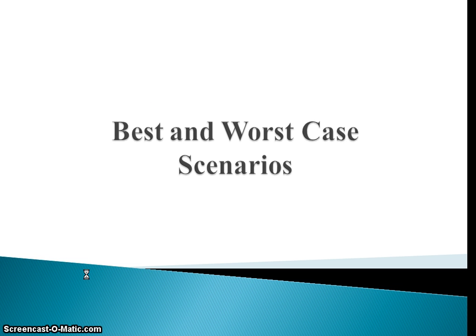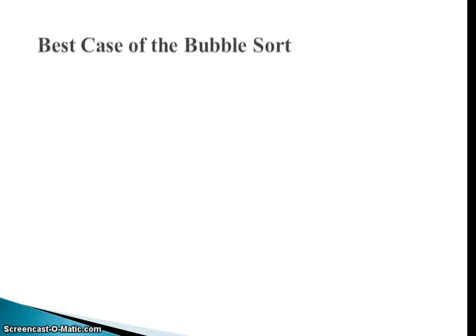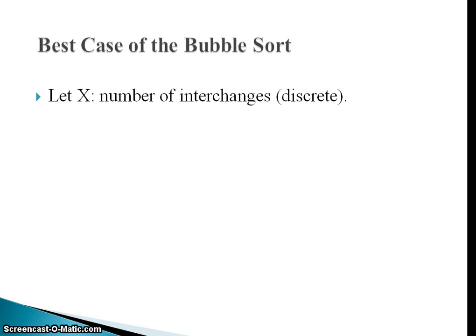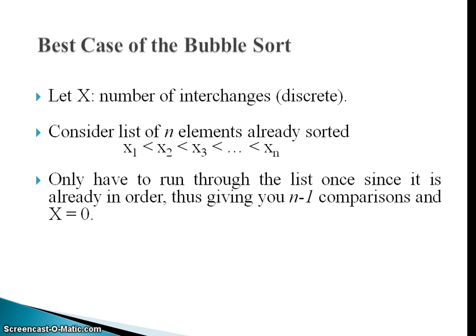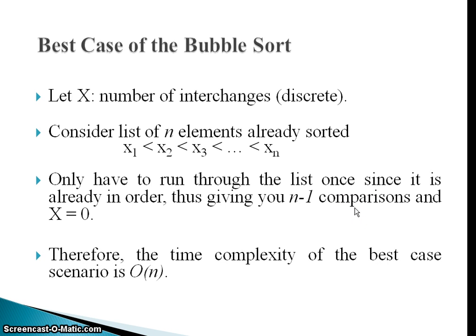Next we'll see the best and worst case scenarios. The best case scenario is, if you have n elements, let x be the number of interchanges, and these n elements are already sorted. If already sorted, then we have to go through the list and we require n minus 1 comparisons. So in this case, the best case scenario is big O of n.